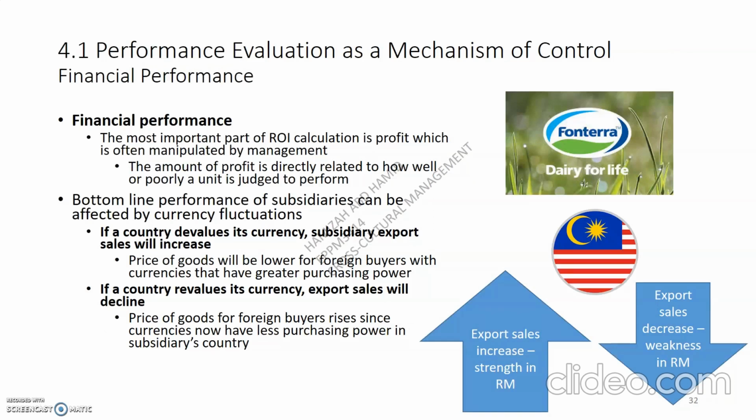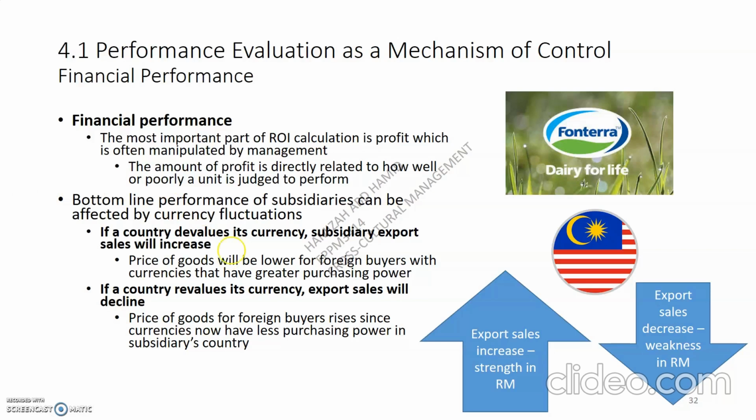Financial performance is one of the most important aspects of control. The most important part of the ROI, or return on investment, calculation is profit. Usually, it is manipulated by the management. The amount of profit is directly related to how well or how poorly a unit is judged to perform. But if you are doing business domestically, financial performance is easy to understand. If you are doing business internationally, the performance of subsidiaries can be affected by currency fluctuations, which adds to the complexity of international business.